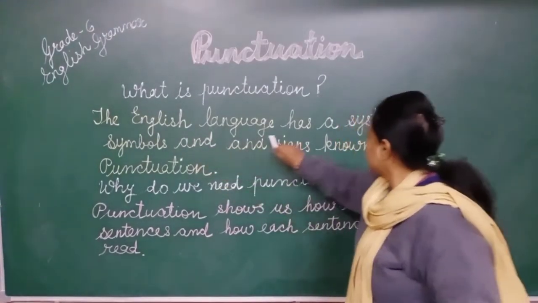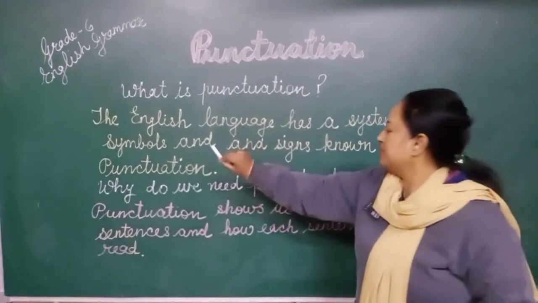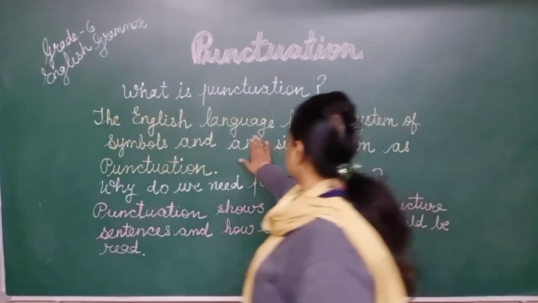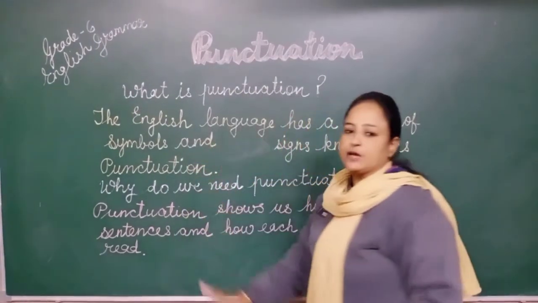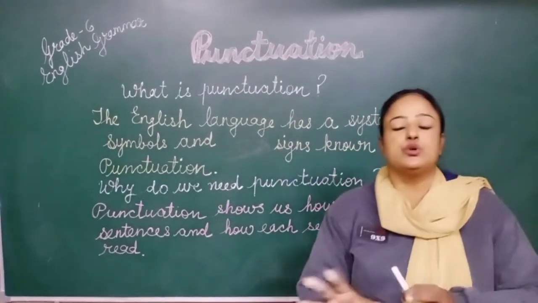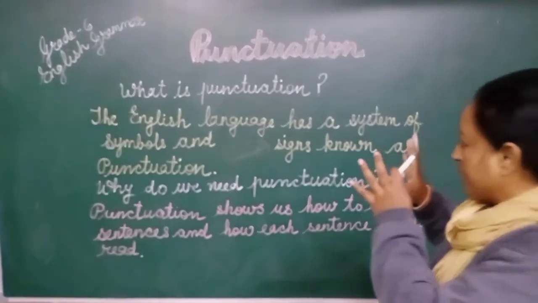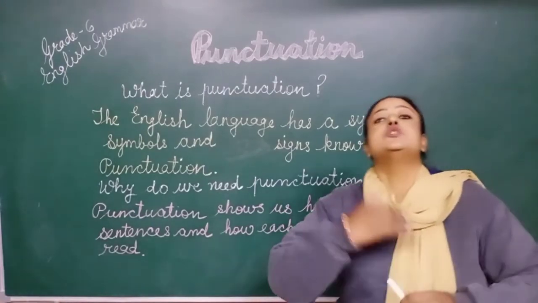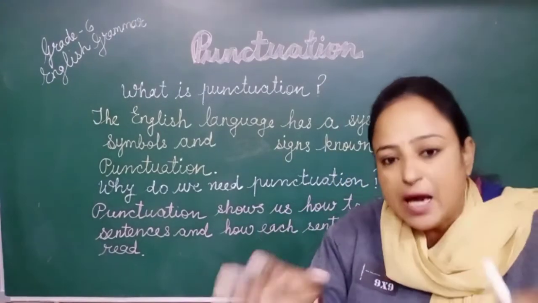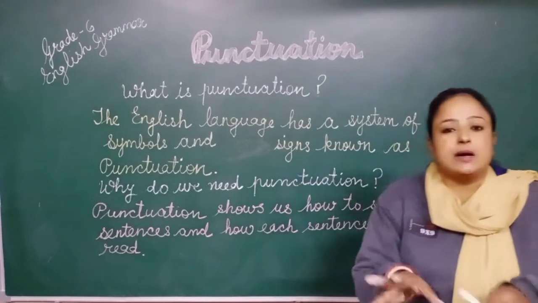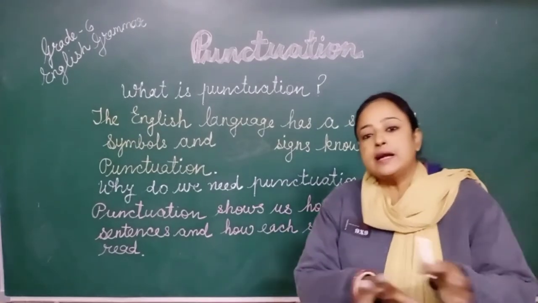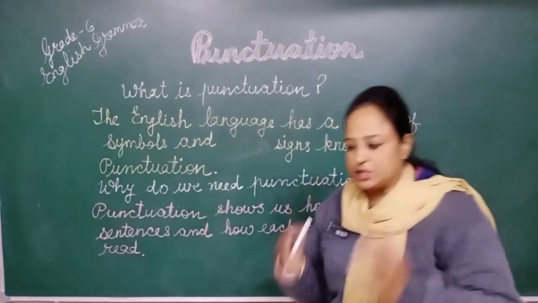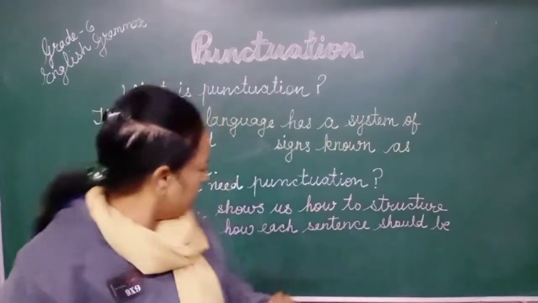Okay, so the English language has a system of symbols and signs known as punctuation. So in English language we have some signs we have to use when we write anything in English, or when we speak. जब भी हम बोलते हैं, we have to use some symbols, signs, that is called punctuation. So why do we need punctuation?